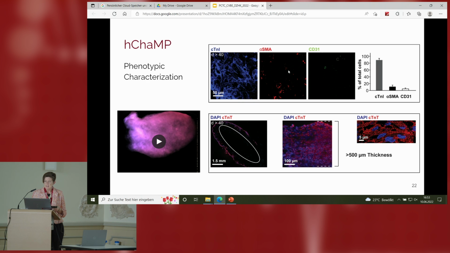And what we found in these structures is really nice muscle formation, actually. And Jay Zhang's lab did this immunohistochemistry for us for troponin I, smooth muscle actin, and CD31. And basically, this comprises nearly all the nuclei in this structure, the majority of which are cardiomyocytes.